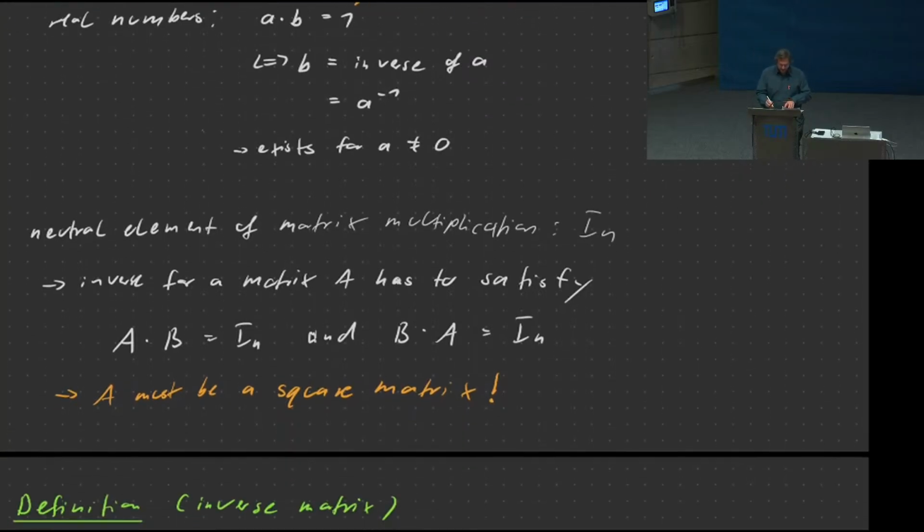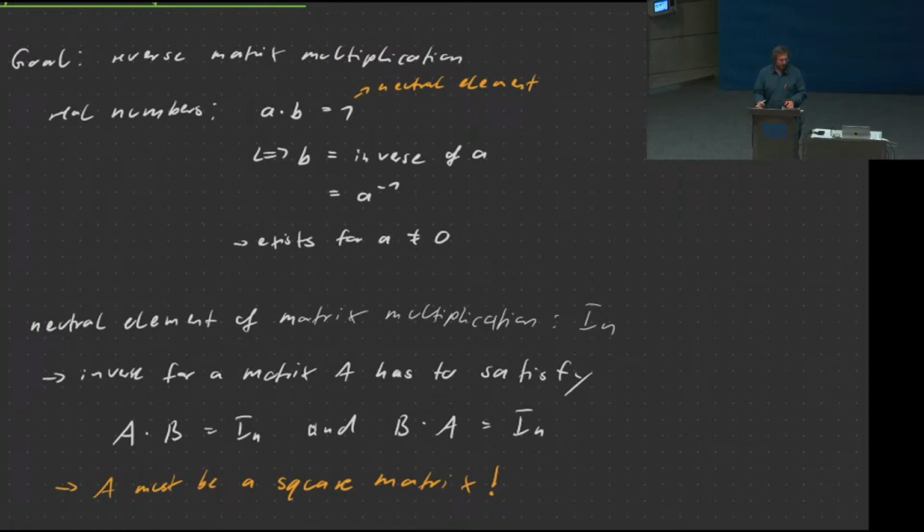And this b would then be called the inverse element of a, usually denoted by a to the minus 1, sometimes by 1 over a. And for real numbers, you know that it almost always exists. There's one exception, and that is the number 0. So we can invert everything but 0.